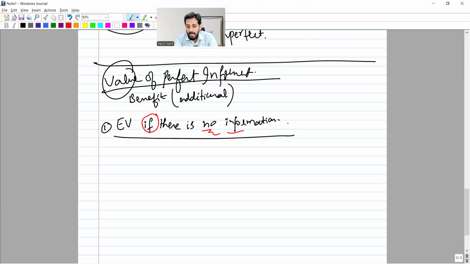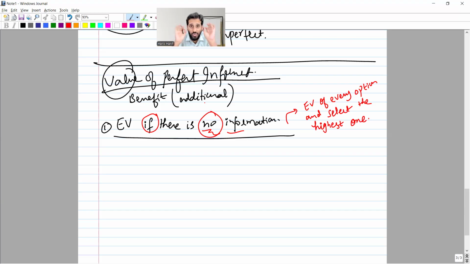What does it mean? It means calculate the EV of every option. I have no information at all, so definitely I will select the decision with the highest EV. So it means the EV of every option, and select the highest one. If I have no information, naturally I will select the option having the highest EV.